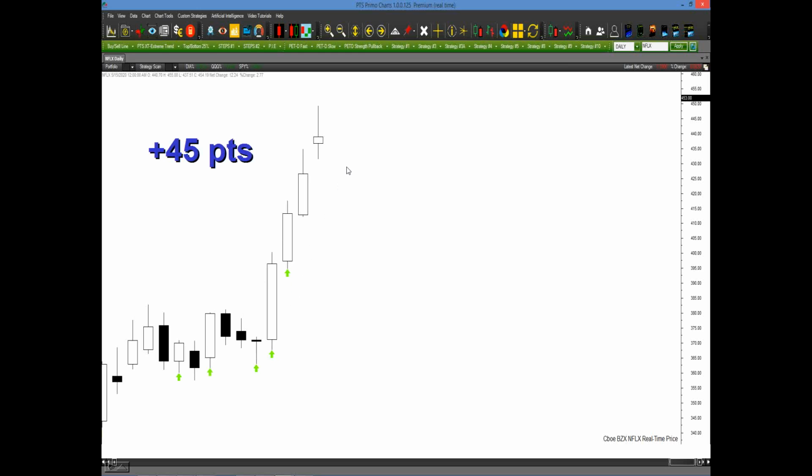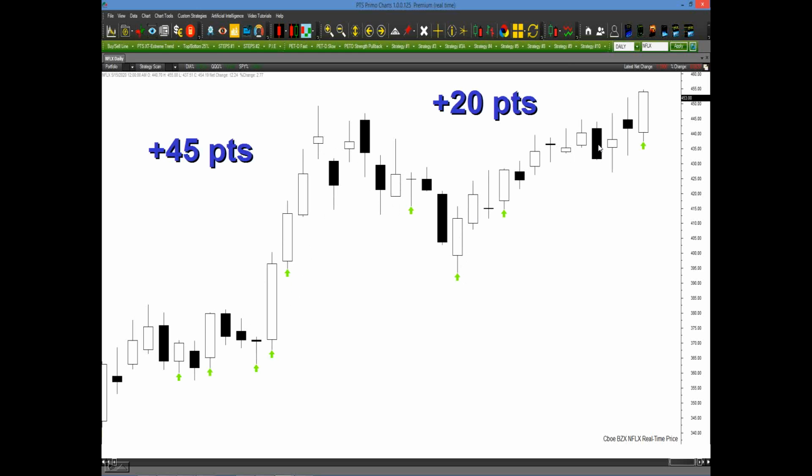Now, as Netflix started to sell off, I'm going to share with you right here on this bar how, if you hadn't got out at these levels, you could have exited on this bar and then gotten right back in on this buy signal right here so that potentially you could have captured another 20 points. And this trade would have been still active if you decided to do so. But I'm going to share with you the rules for this particular technique.